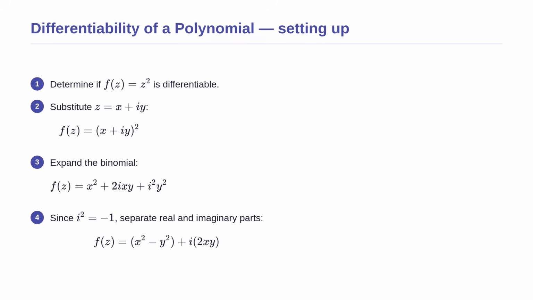Let us see this in action with a concrete example. We want to determine if the complex function f of z equals z squared is differentiable, and if so, find its derivative. First, we replace z with its rectangular form, x plus iy. We then expand the square using standard binomial algebra rules. Remembering that the imaginary unit i squared equals -1, we group the terms to separate the real part from the imaginary part. This gives us u equals x squared minus y squared and v equals 2xy.